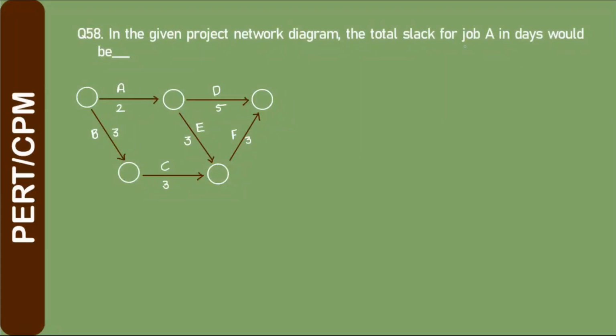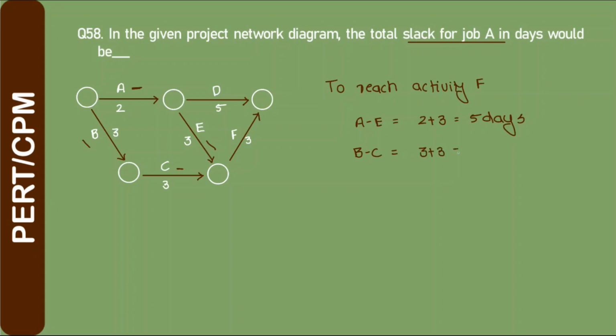In the given project network diagram, the total slack for job A in days would be. So we have to reach the activity F. If we take the path of A and E, the total days required will be 2 plus 3, that is 5 days. If we go from the path B and C, the total days required will be 3 plus 3, that is 6 days. So the slack days for activity A will be 6 minus 5, that is 1 day.